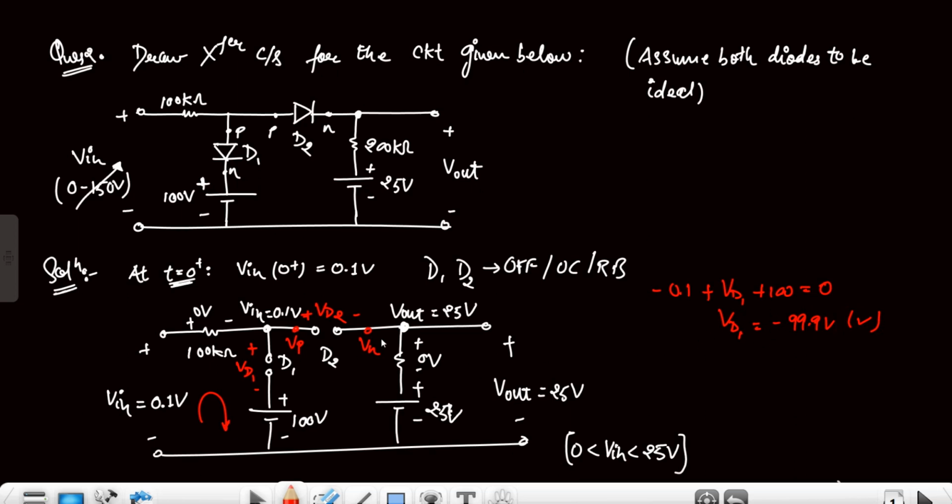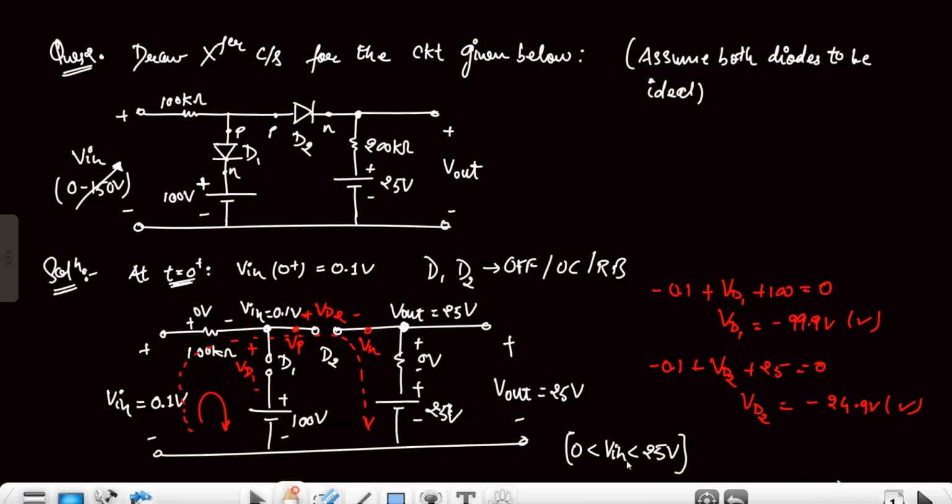Similarly, we can validate this one also. Here we can go with the KVL through this whole loop. Again it is minus 0.1 volt, then this is the VD2, then plus 25 volt equals 0. So VD2 equals 0.1 minus 25, that is minus 24.9 volt. So it is also negative. So both our assumptions are true, right?